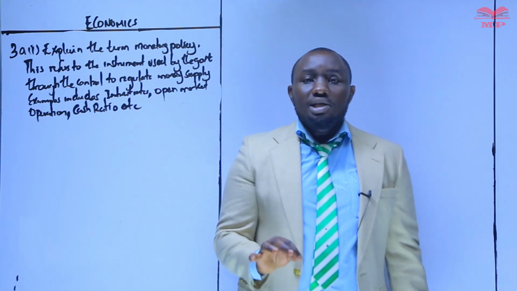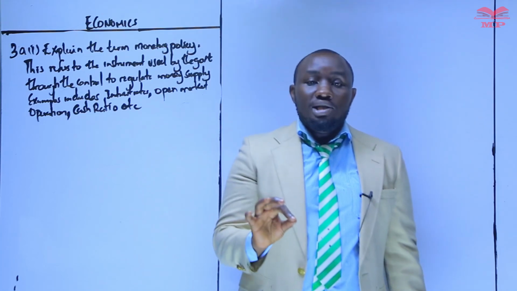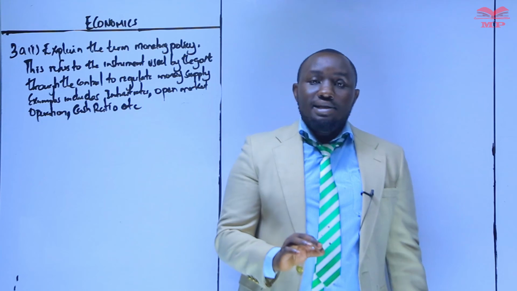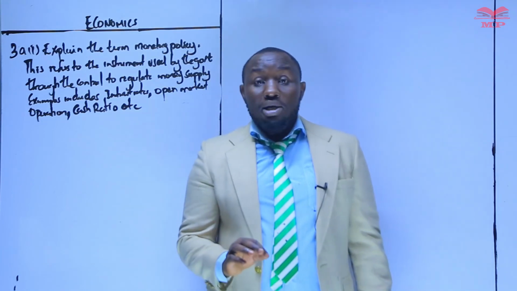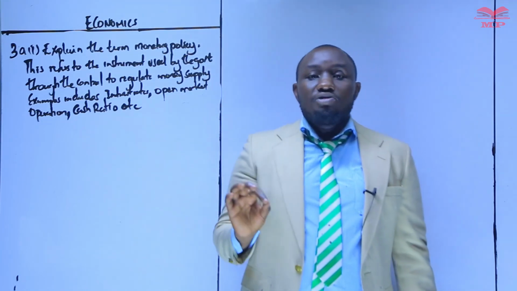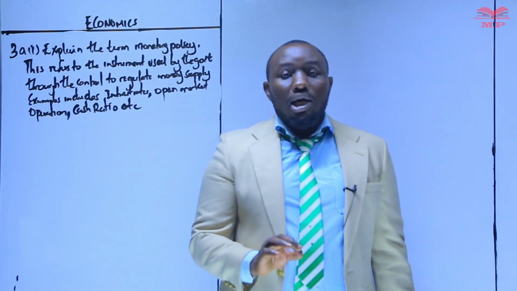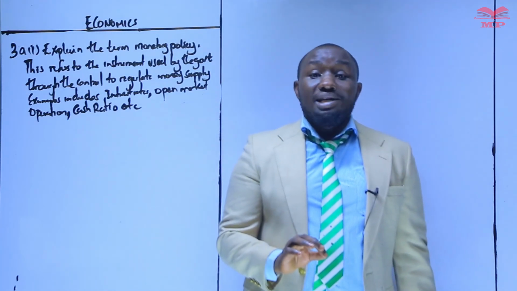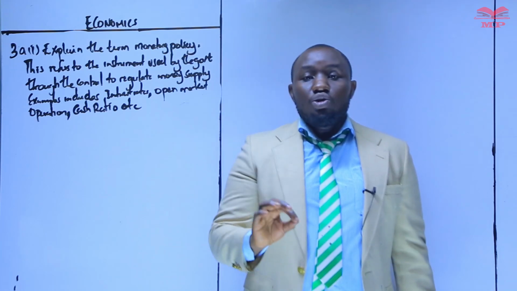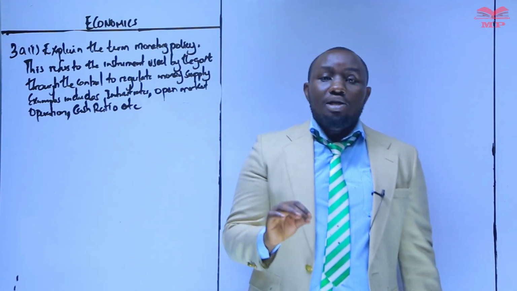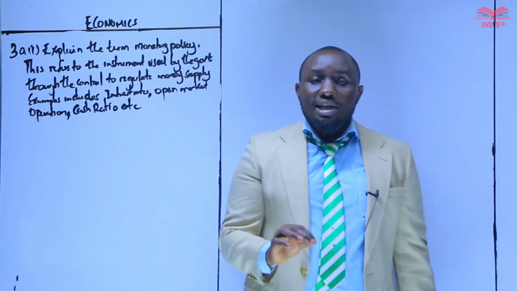And in so doing, it reduces the supply of money in the economy. The second one is open market operation, buying and selling of securities by the government. When there's a lot of money in circulation, that is during inflation, the government will sell securities to the public, and so doing, they reduce the money in circulation. That is how we approach that.